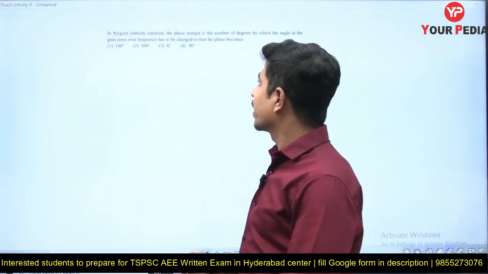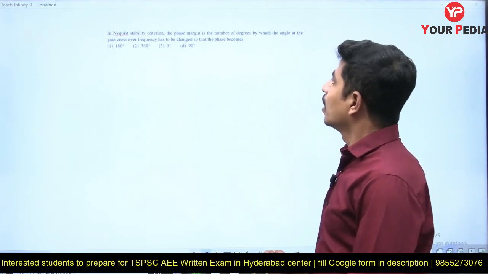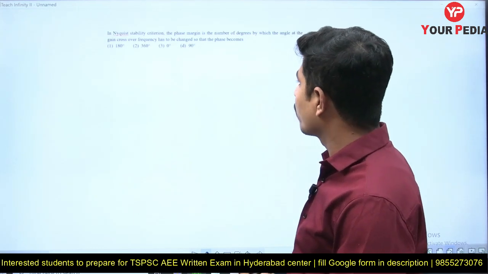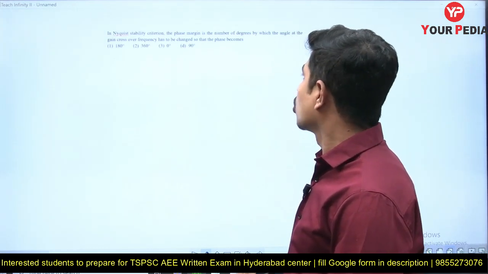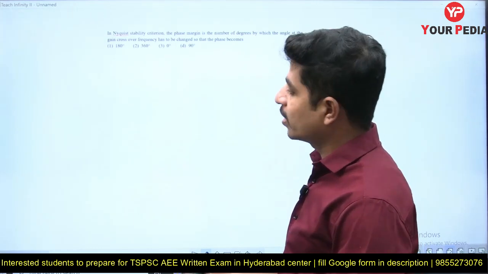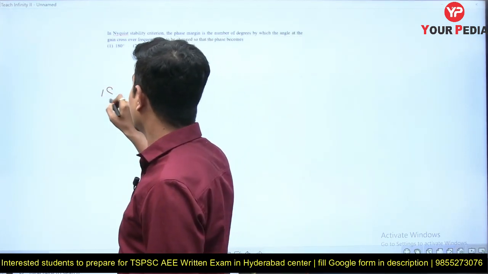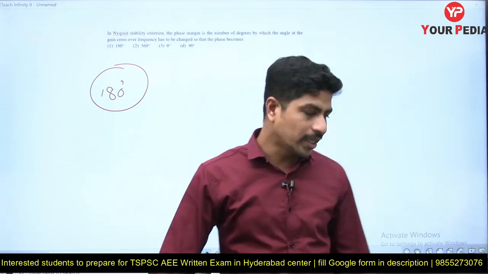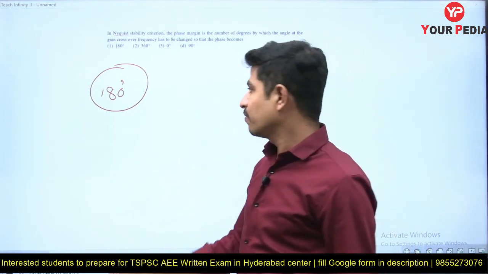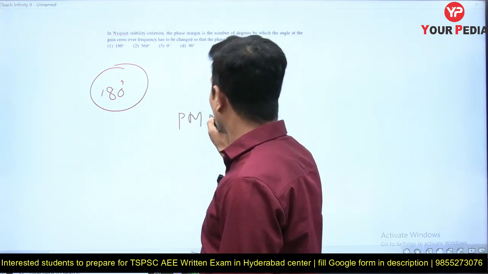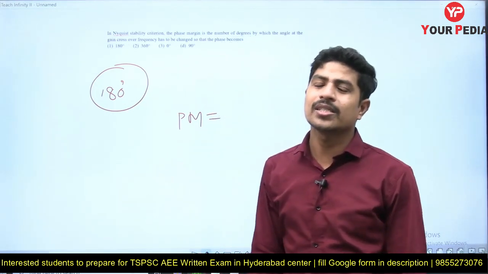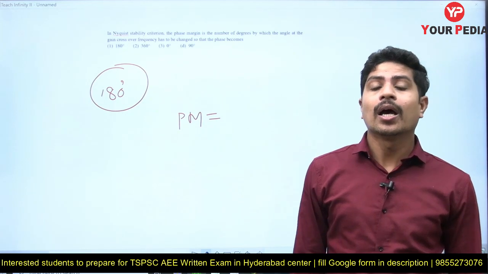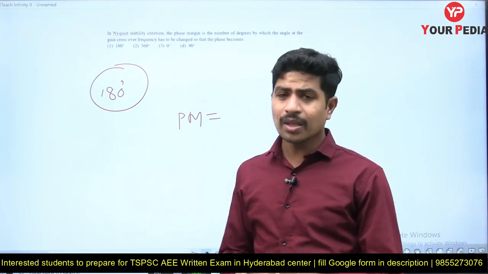Read this question. In the Nyquist stability criterion, the phase margin is the number of degrees by which the angle at the gain crossover frequency has to be changed so that the phase becomes 180 degrees. That is a direct question, no need to think. What is phase margin? It is the amount of phase that can be added to the open loop transfer function before it becomes unstable.